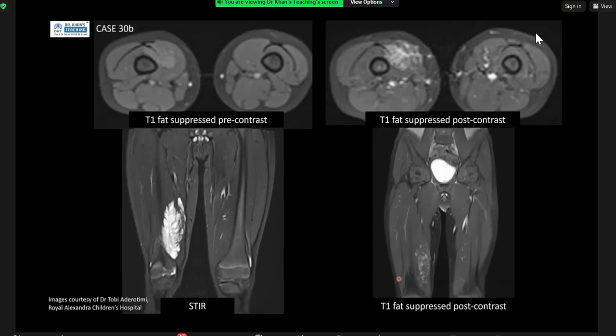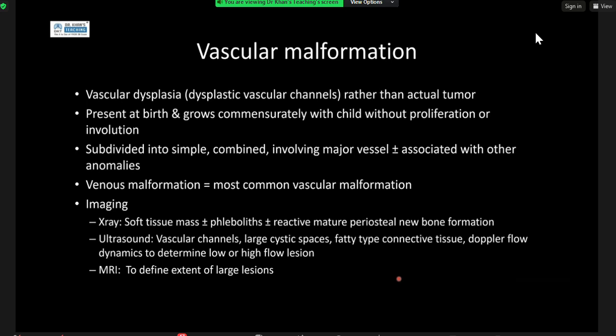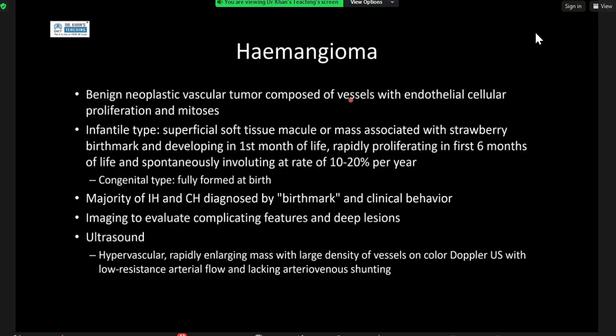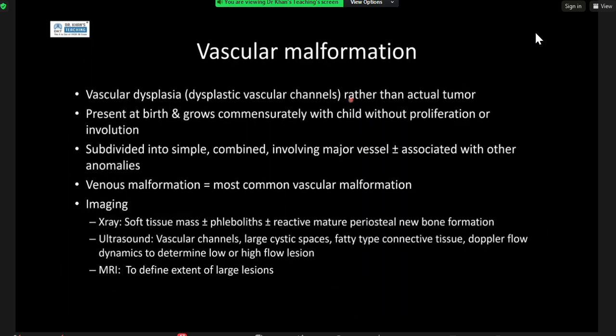If we're talking about hemangiomas, then we need to talk about the vascular malformations as well, but it's unlikely to come up in exams. So as I said earlier, the vascular malformation is more of a vascular dysplasia, so it's dysplastic channels, while hemangioma, I think we hadn't gone to that slide, sorry. Oh yeah, so we did do this, sorry. Hemangioma is more of a vascular tumor.